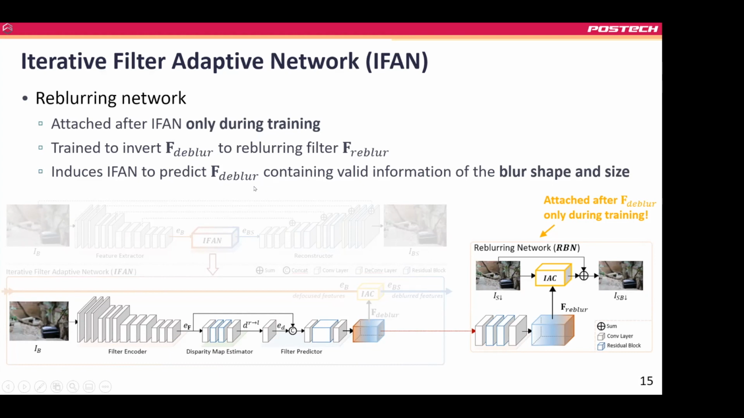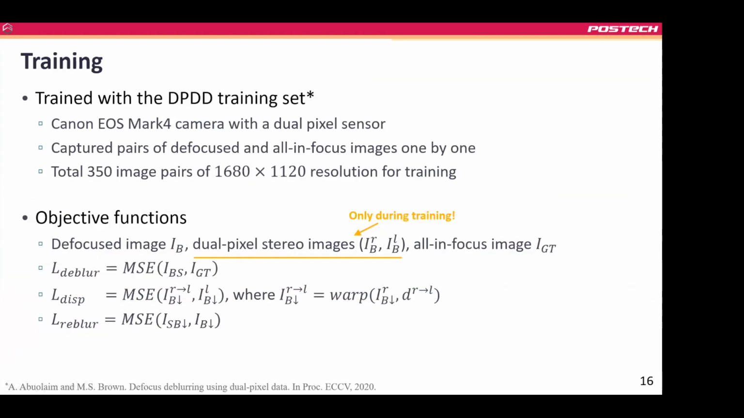In summary, we have this network structure, and by having the disparity map estimator and reblurring network parts, we can obtain better performance of our network. In the training phase, we use the DPDD training set that contains dual pixel images captured by a Canon EOS camera. And this dataset contains pairs of defocus images and all-in-focus images. Then we can have supervised training.